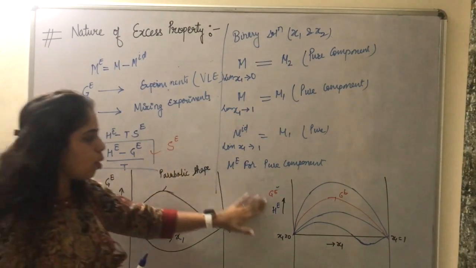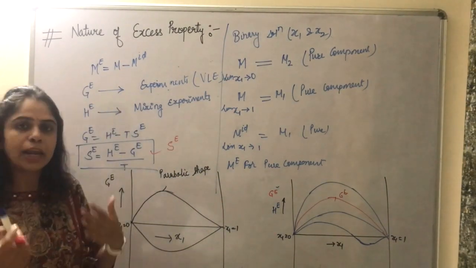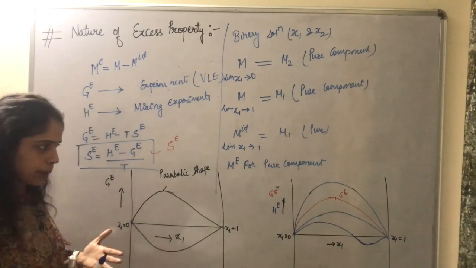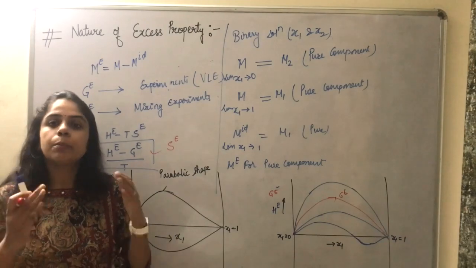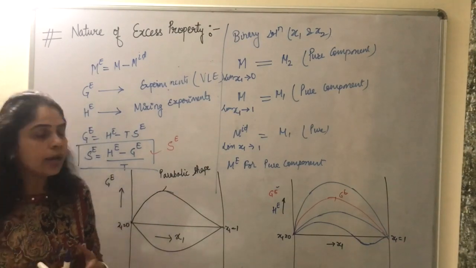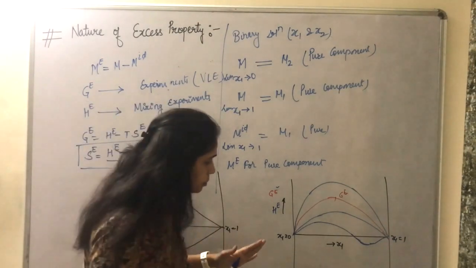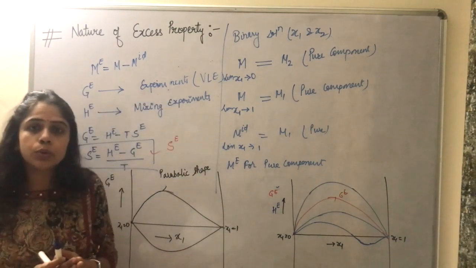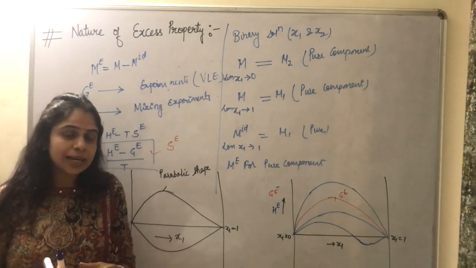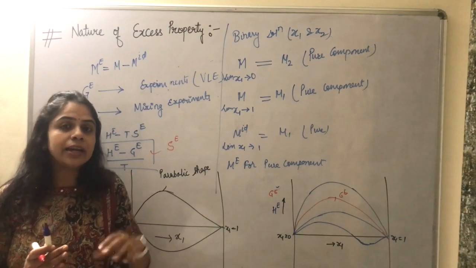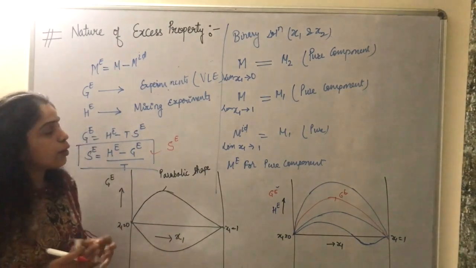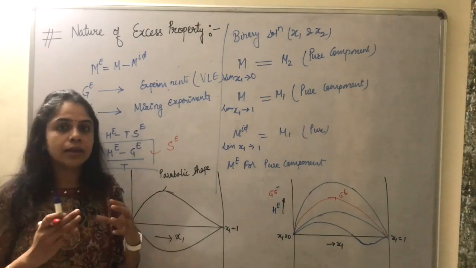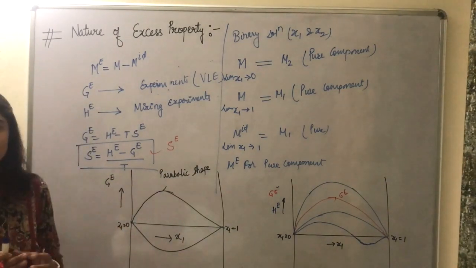And once you get the values of all these thermodynamic properties, of course we will be able to understand the behavior of the solution, and this will also help to understand the deviation, कि कितना deviate हो रहा है आपका real solution from the ideality. So hopefully you will be able to understand the nature of excess property. Thank you.